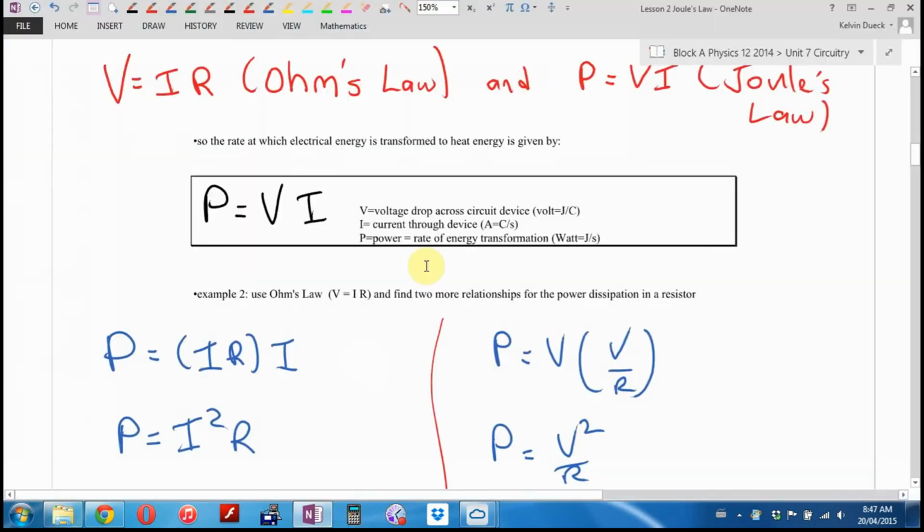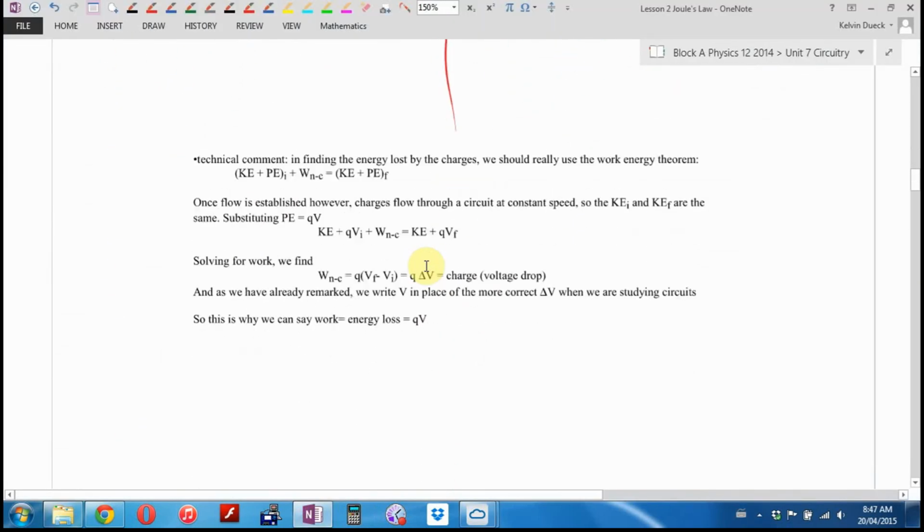Okay, we're back. Technical comment here. Don't need to know this, but, nerd. Really, if we're talking about energy lost due to the charges going through the resistance, I really should have used this. But here's what I'm going to say. I'm going to say the change in kinetic energy is 0. Now, that's not quite true. That's only true once the circuit is turned on.